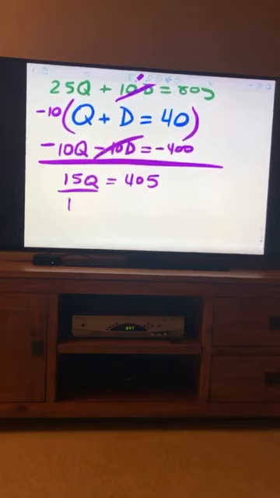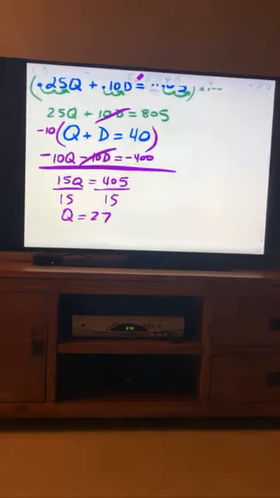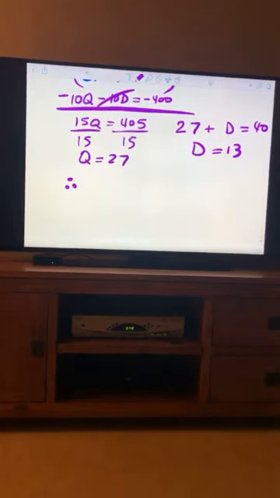Okay, and now if I divide by 15, I will find out how many quarters I have, which should be 27. Now the problem is very simple from here because we were told we had 40 coins. I already know quarters account for 27 of those, so how many dimes are missing? Should be 13. So you can be fancy and say, therefore, this person, let's call him Joe, Joe has 27 quarters and 13 dimes.